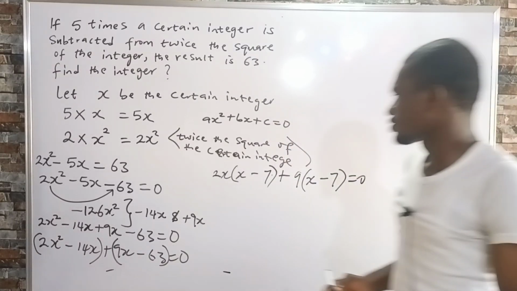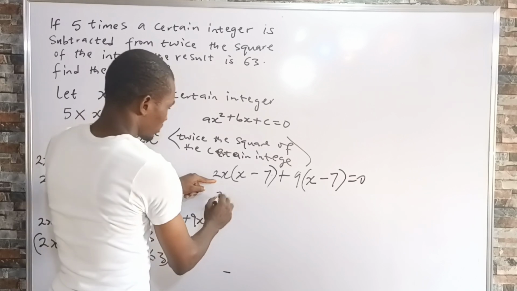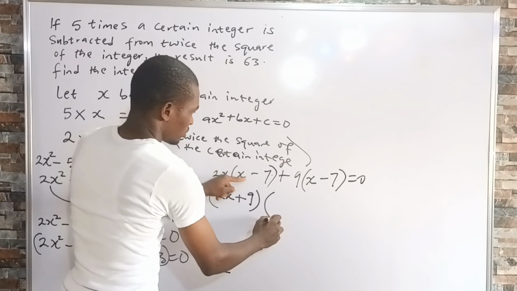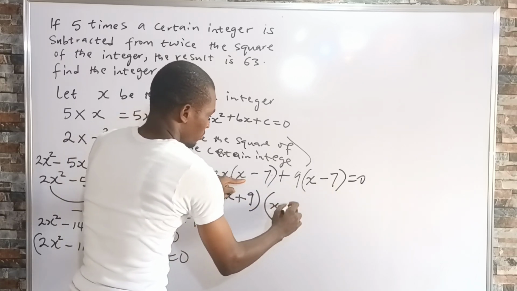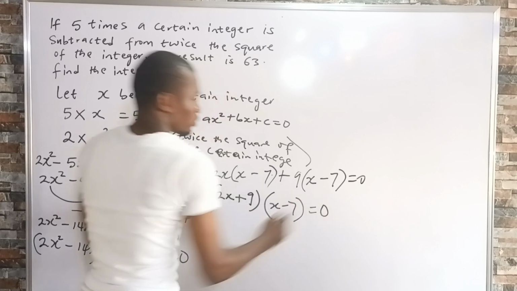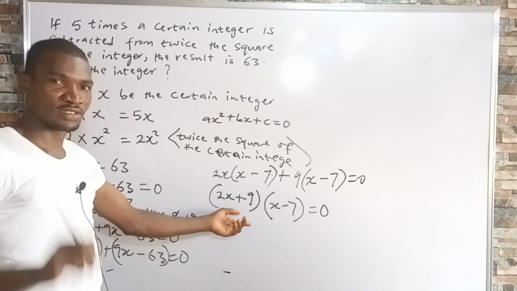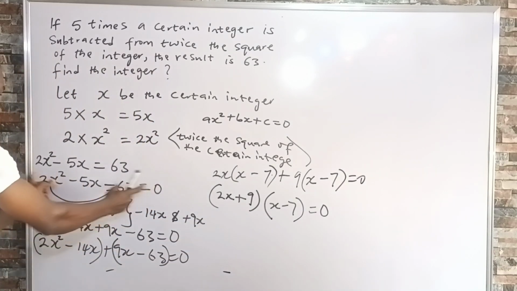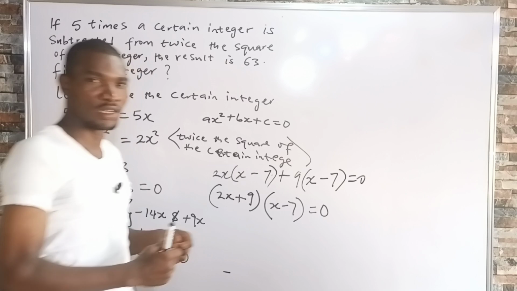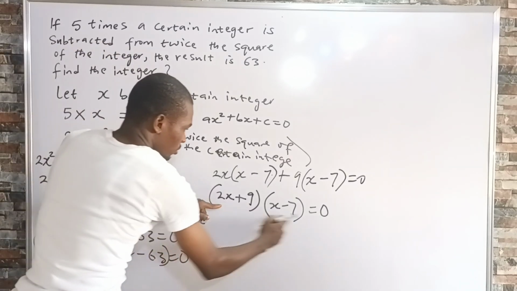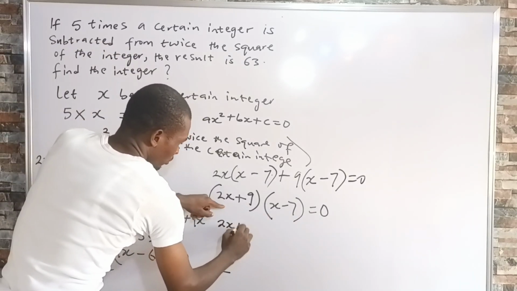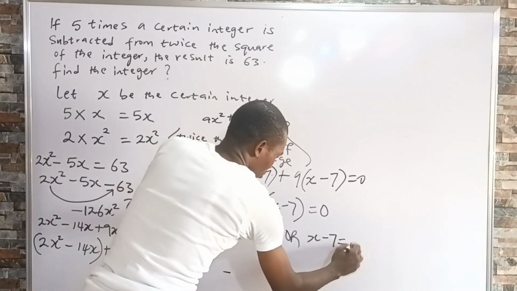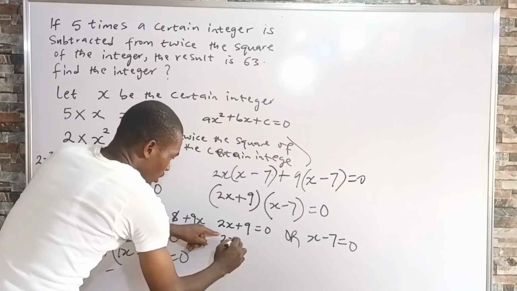Now solving further, either this 2x plus 9, or you take one of these brackets because they are the same, x minus 7. Either of them is going to give us 0. What this simply means is that if you open up this bracket, it's still going to result back to this. So whatever we have here is equivalent to what we have here. Take note of that. So if either this or this is equal to 0, that means that 2x plus 9 is either 0 or x minus 7 is also equal to 0.